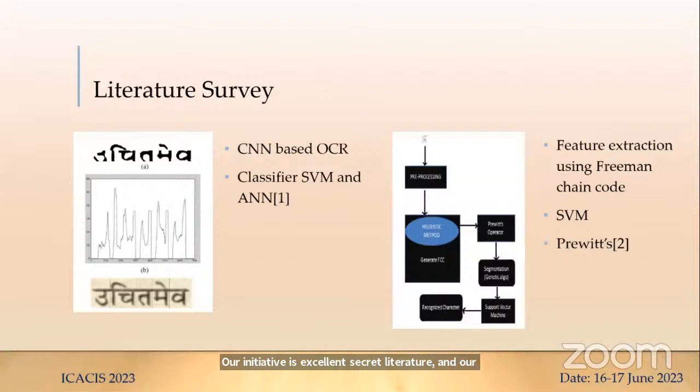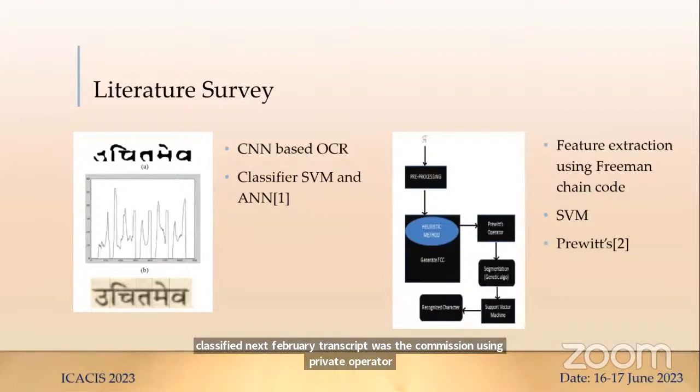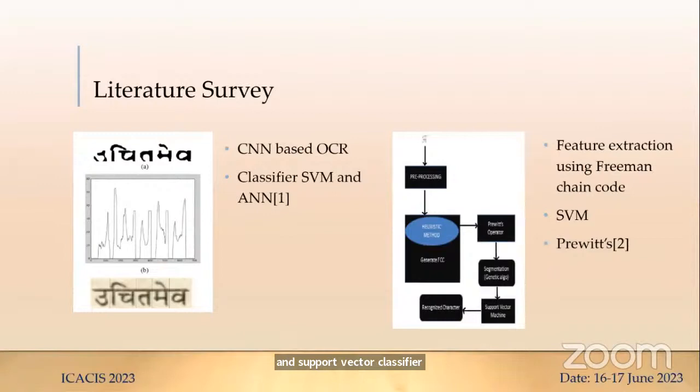So, talking about the literature survey, we referred to 20 to 25 papers which are included in our research paper. So, these are the four papers that are most relevant to it. First one is OCR for Sanskrit using convolution neural network. As the name suggests, they use convolution neural network, and they use SVM classifier. Next paper is Sanskrit word recognition using private operator and support vector classifier. So, they use Freeman chain code for extracting features and also use private operator.